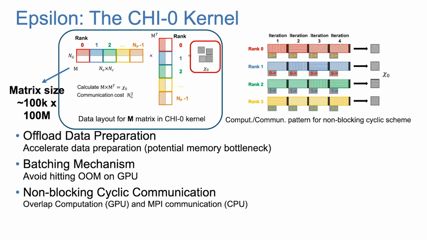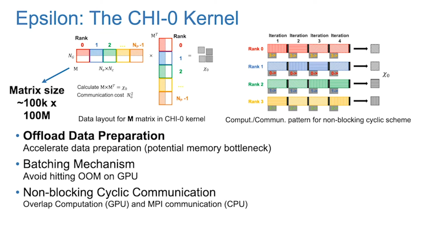And three major strategies have been implemented in order to achieve optimal performance on thousands of GPUs. The first one is what we call offload of data preparation. Since the data layout between the starting and ending matrix is different, some sort of data preparation needs to be performed before actually executing the ZGEMM. And you can do this operation by offloading the matrix elements to the GPU in order to accelerate this preparation step.